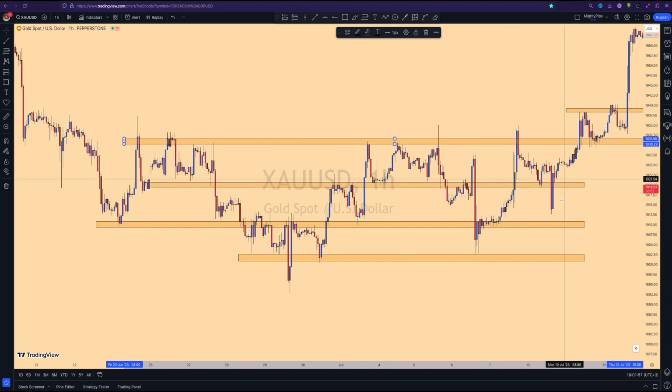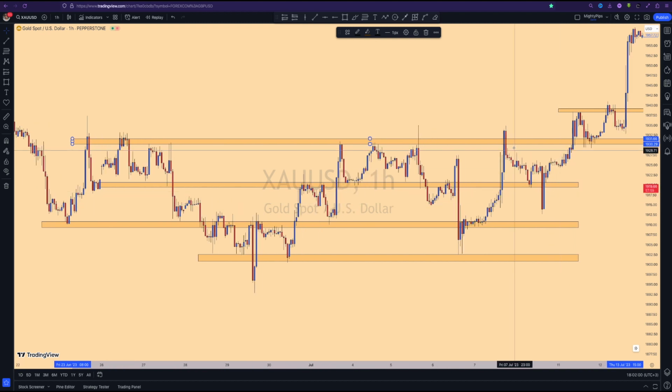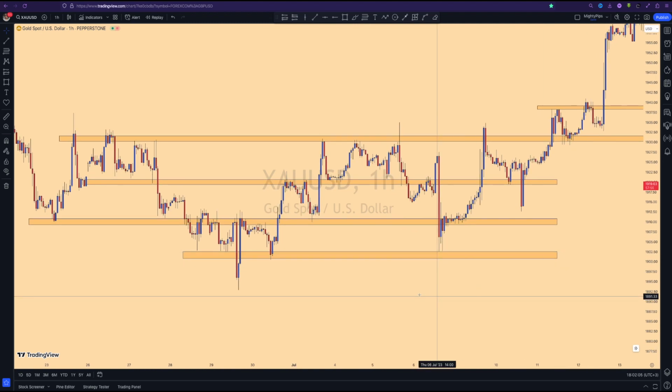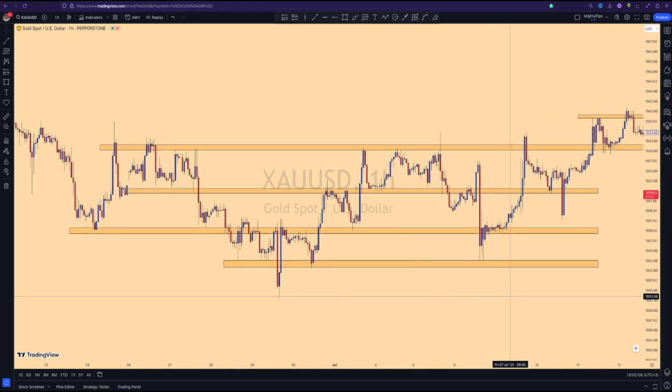So this could be your take profit points and take profit levels. As you can see, today I'm not showing you entries, I'm showing you just how to draw market structure and understanding market structure from a higher time frame perspective.